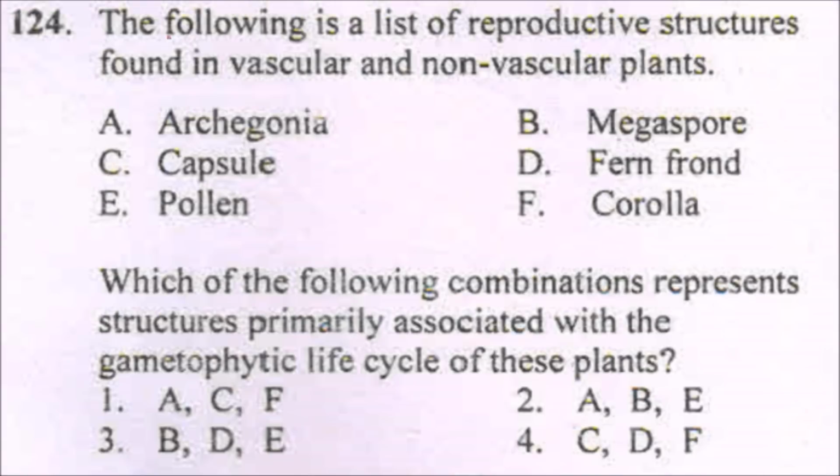Next question. The following is a list of reproductive structures found in vascular and non-vascular plants. Which one of the following combinations represents the structures primarily associated with the gametophytic life cycle of the plant? The gametophytic life cycle of the plant includes the archegonia, megaspore, and the pollen grain. So the answer will be number 2.